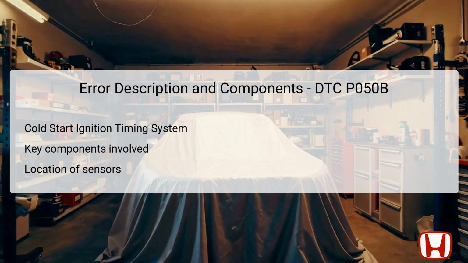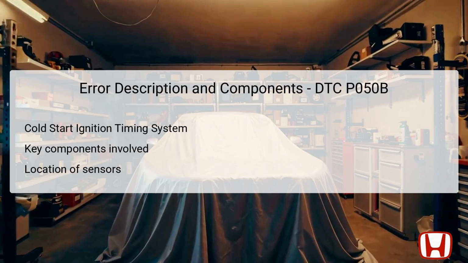The cold start ignition timing control system helps regulate the ignition timing of the engine during the cold start phase. This system relies on various critical components, including the CKP sensor, which is located near the crankshaft and helps determine the engine's position and speed. The ECT sensor monitors the coolant temperature, which is vital for adjusting the ignition timing accordingly. Other components involved may include the throttle body and manifold absolute pressure (MAP) sensor.